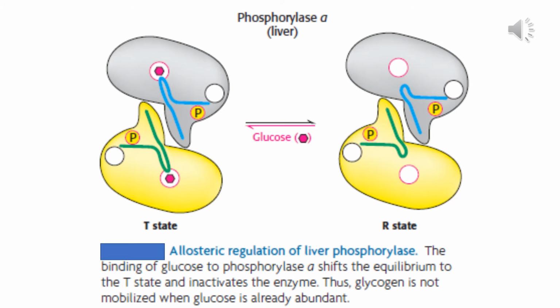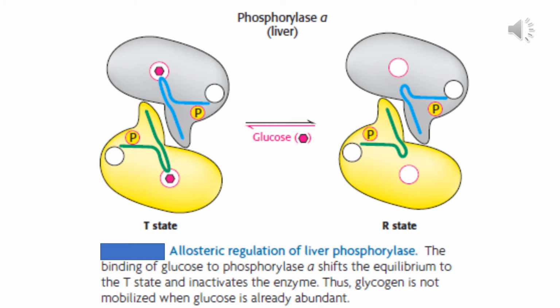Glycogenolysis takes place in the liver in order to release glucose to the circulation so that the blood glucose level can be maintained. Therefore, glucose is acting as the modulator. Here, a higher concentration of glucose already indicates that glycogenolysis is not required. Therefore, when the glucose concentration increases, it binds to the phosphorylase A in the R state, thereby transforming it into the T state, which means more glycogen is not going to be broken down.